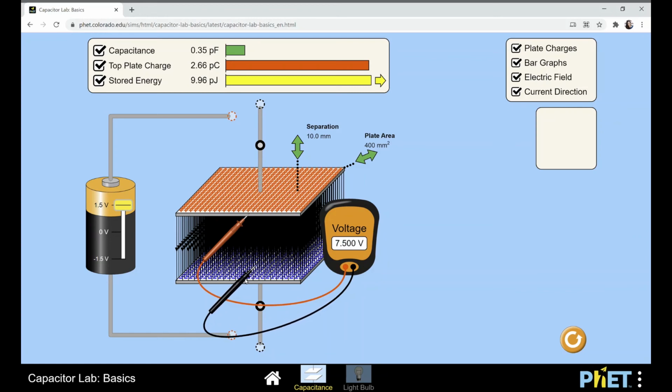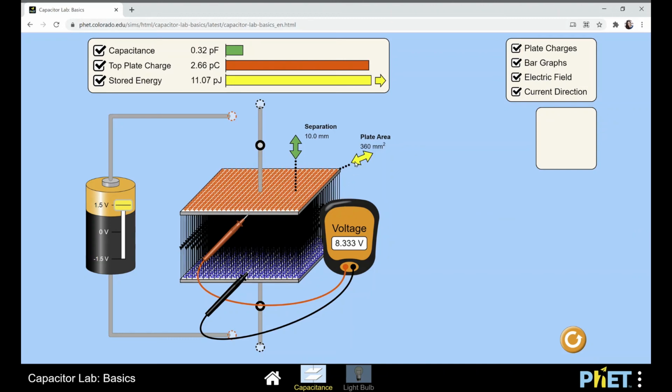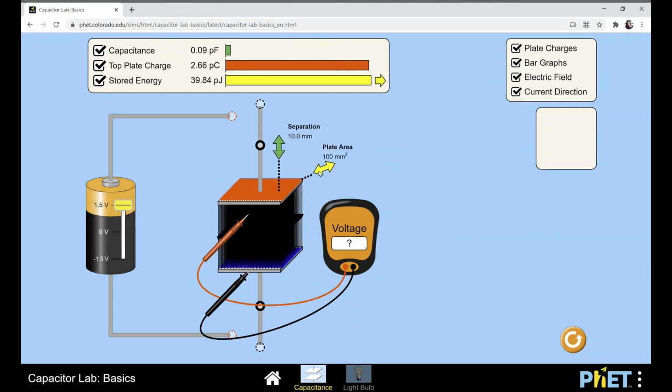And also, electric fields are stronger when electric field lines are closer together. So that means if we decrease the plate area, that's also going to increase our voltage and our stored energy. So the point that I'm trying to make is if we want to have an infinite amount of stored energy, all we have to do is find a shrink ray and shrink these plates down to infinitely small.